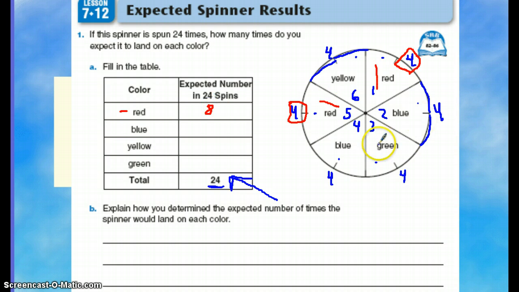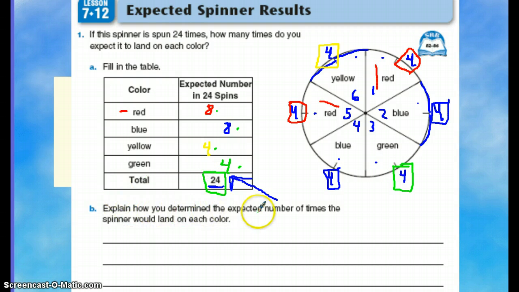A blue. Well, there's one blue, and that's worth 4. And another blue, so that's worth, again, a total of 8 times. Yellow. There's only one yellow, so that box is telling me that it's only worth 4. And green. There is one green also here, so that is worth 4. To check to see if you did it right, all you have to do is add 8 plus 8 is 16, plus 4 is 20, plus 4 is 24, and again, that is what my total should be.